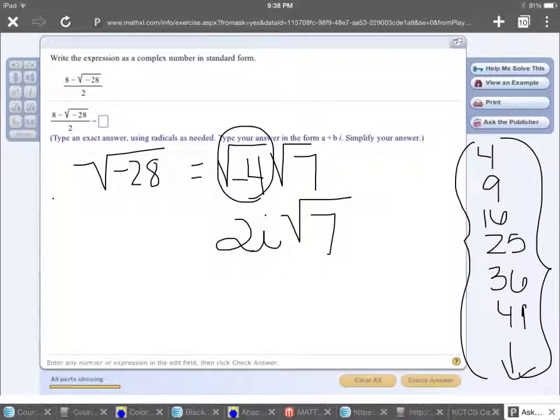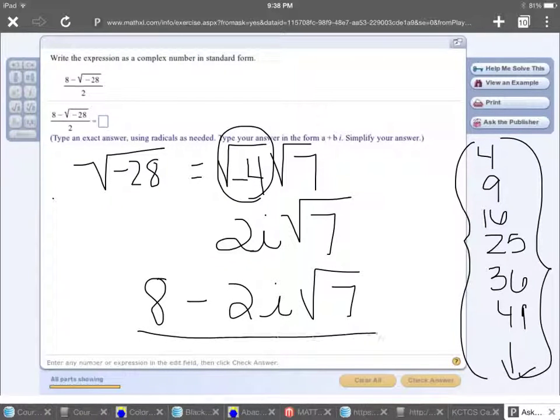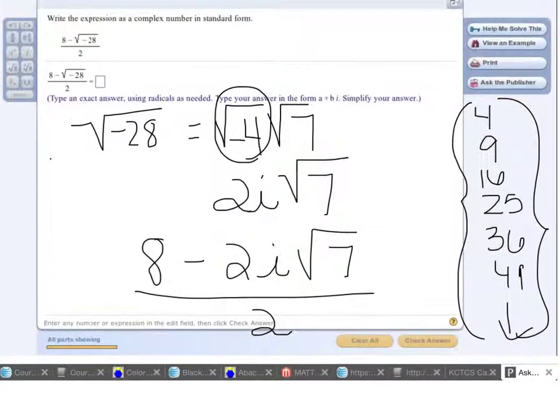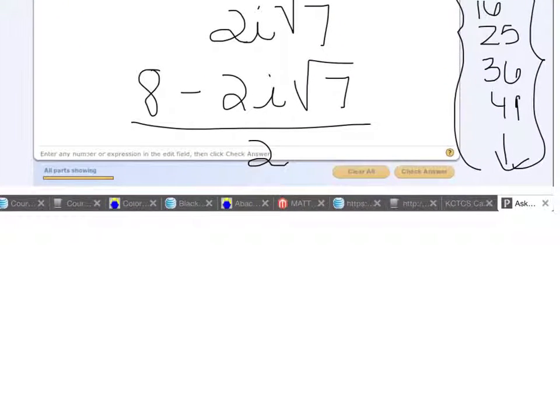Now, we can complete the problem. So we have 8 minus, and now I know that radical negative 28 is 2i radical 7, and we have that all over 2. Now, lastly, what we can do is I see that these 3 terms are all divisible by 2. So I can go ahead and divide those all by 2 to reduce this down.